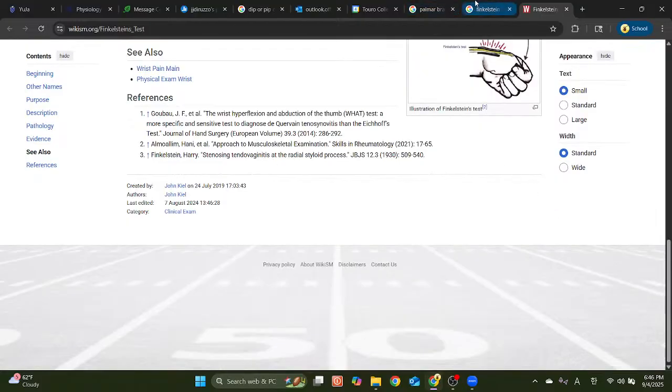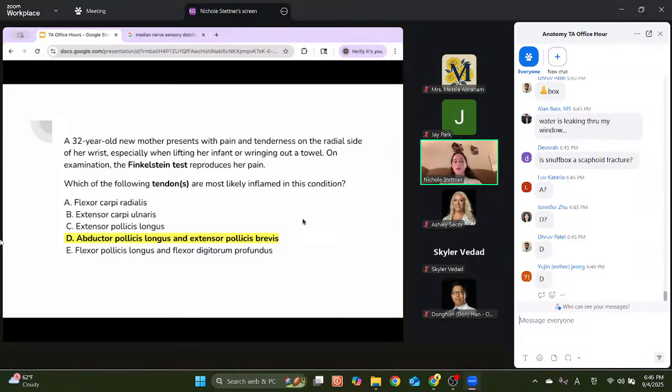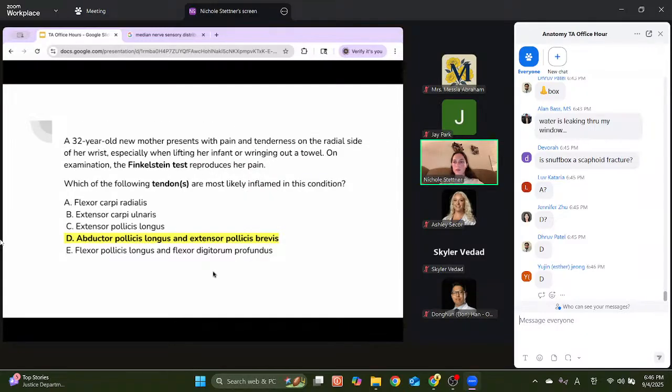So the answer is D. So the Finkelstein test, does anyone know what clinical correlate it is testing? Like what syndrome or tendonitis, I guess. The name is a fun name. So it's not far. No? Anyone?